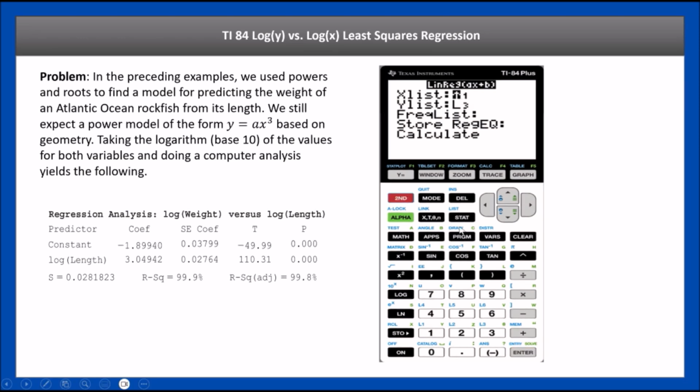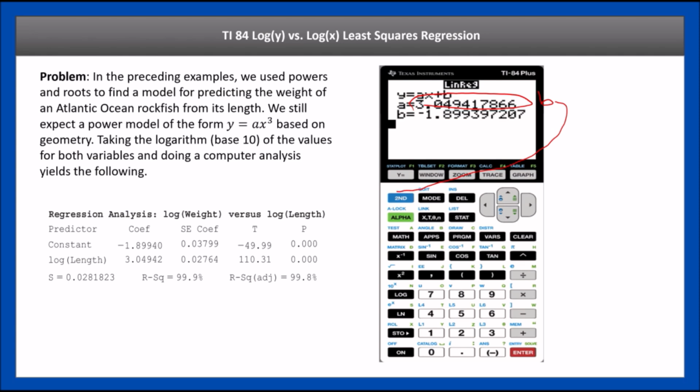And then we're going to change the x list to L3 and our y list to L4. All right, and then once we do that, we can calculate, and there is our least squares regression line. All right, so you can see that, remember it's reversed. So our A is actually our B, right? Our A is actually our slope, 3.04, and then our B is actually our A. So you can kind of see it's reversed there.